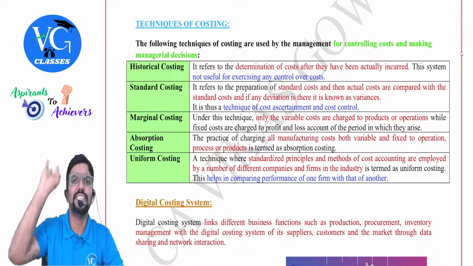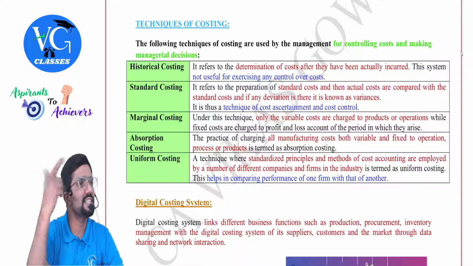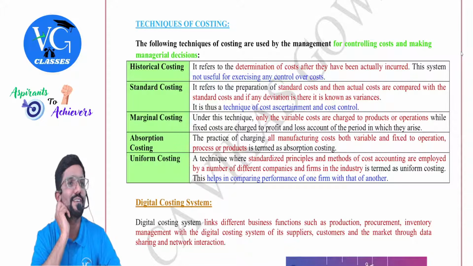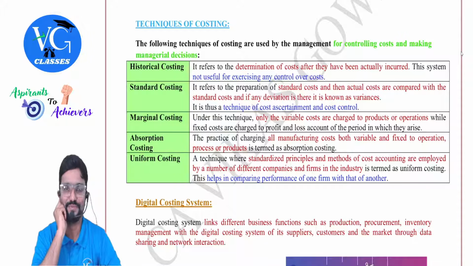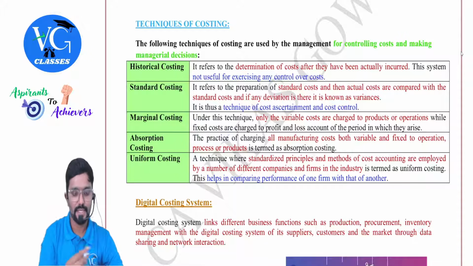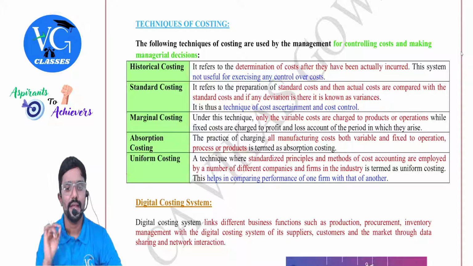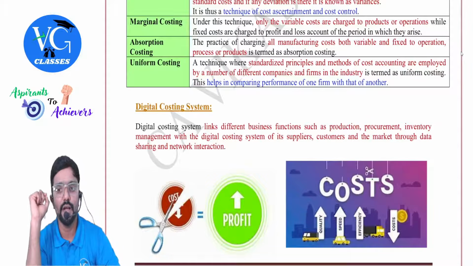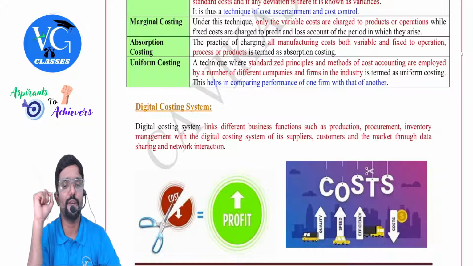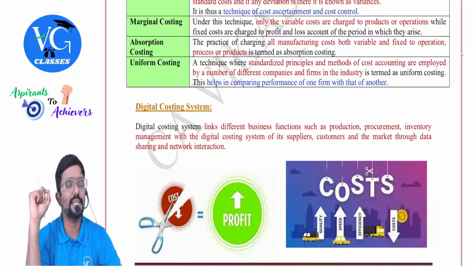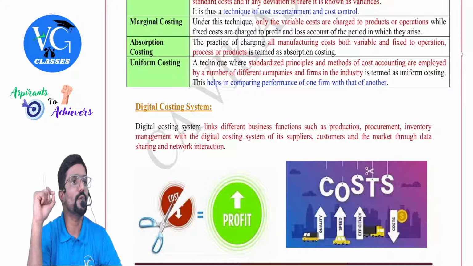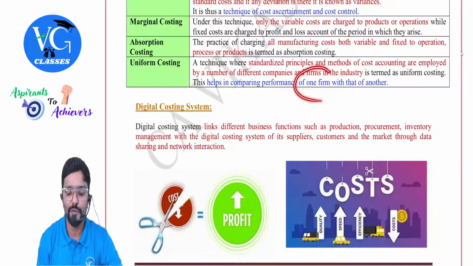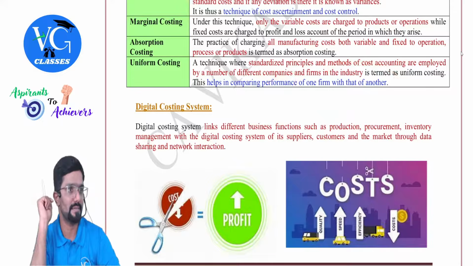For example, Infosys and HCL, can they do this? Yes. Infosys and TCS? Yes. Can Infosys go and do it with HUL? No, because they are not from the same industry. Let me read that uniform costing. A technique where standardized principles and methods of cost accounting are employed by a number of different companies and firms in the industry is termed as uniform costing. This helps in comparing performance of one firm with the other.